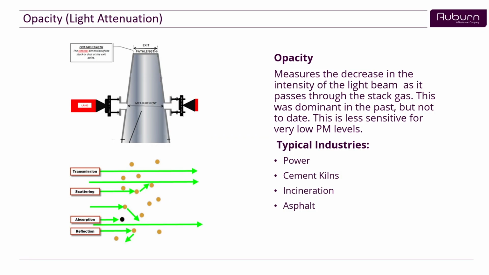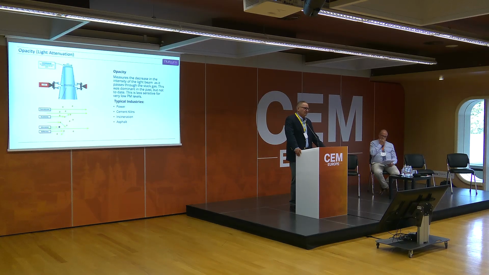Opacity or light attenuation measures the decrease in the intensity of a light beam as it passes through the stack gas. This was dominant early on in coal-fired power plants, but it lost its favor because of its sensitivity in detecting low-level particulate. Typical industries were coal-fired power plants, cement kilns, incineration, and asphalt.